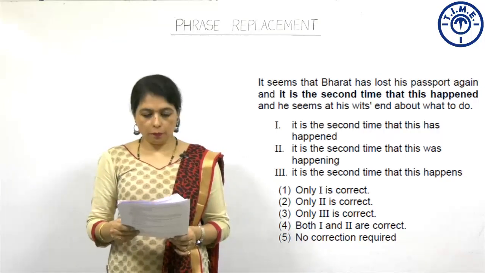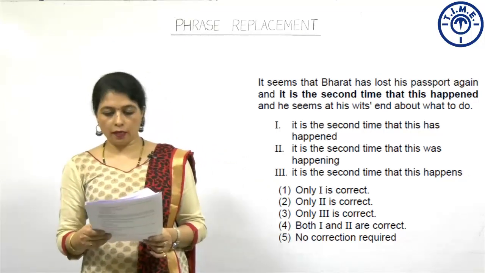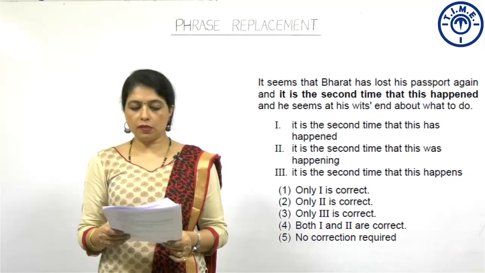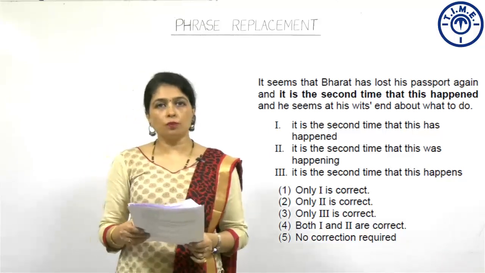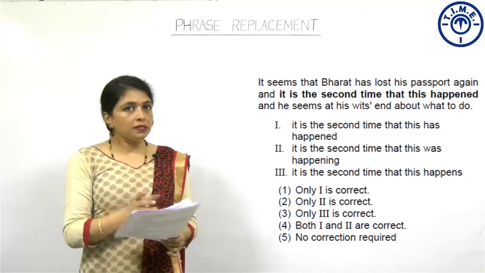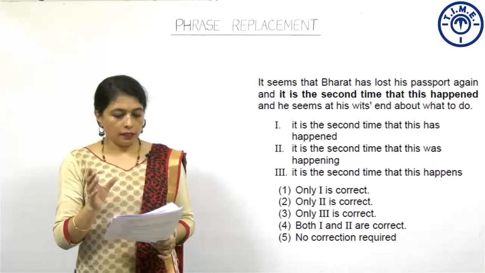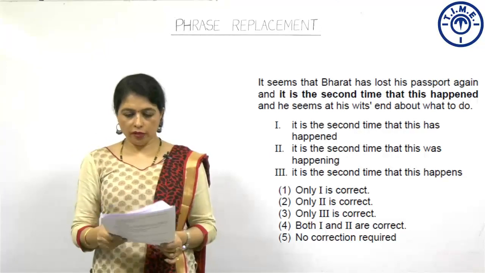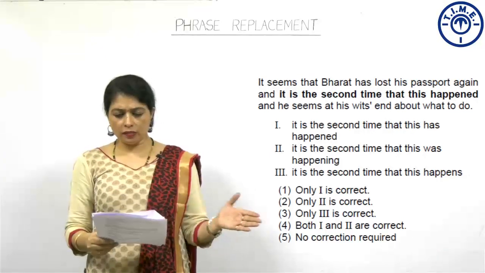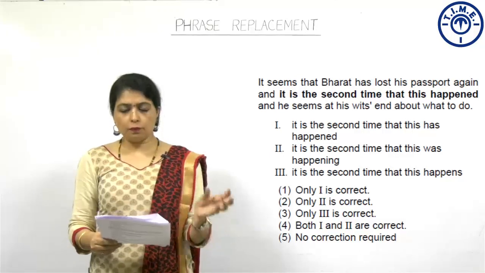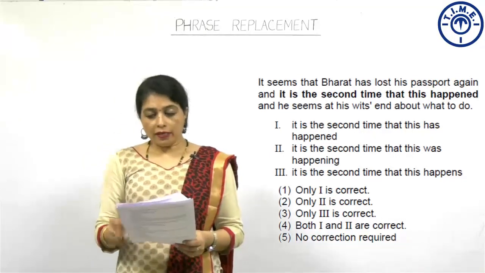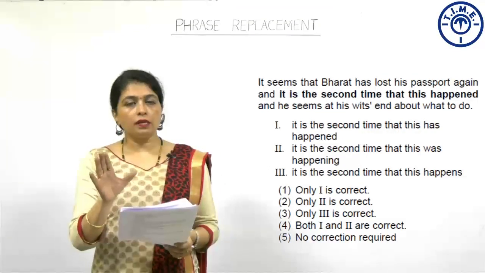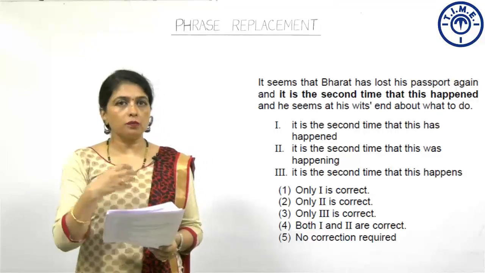It seems that Bharat has lost his passport again, and it is the second time that this happened, and he seems at his wit's end about what to do. Okay. Please take a look. "It is the second time that this happened" is the part that is in bold. Fine. Now we understand that this part is actually violating grammatical rules, because "it is the second time this happened" is not completely correct in terms of tense.